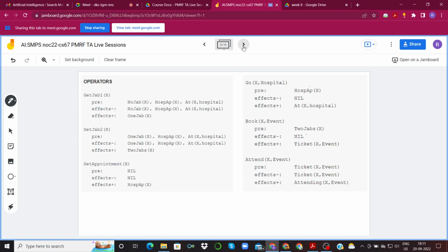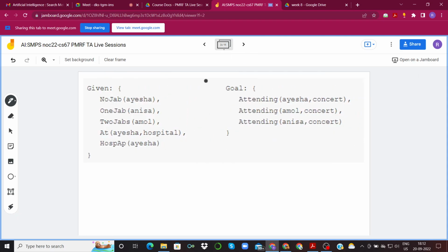So suppose we are given a state. This is an initial state that we are given. So a state contains some predicates that are true, right? So let's say we have a state where a person named Aisha has no jabs of vaccine. So this person is not vaccinated. Let's say there's another person named Anisa who has one shot of vaccine. There's another person named Amol who has two shots of vaccine.